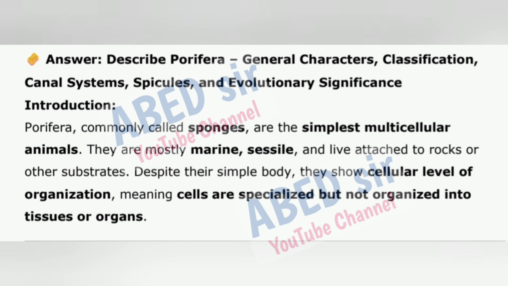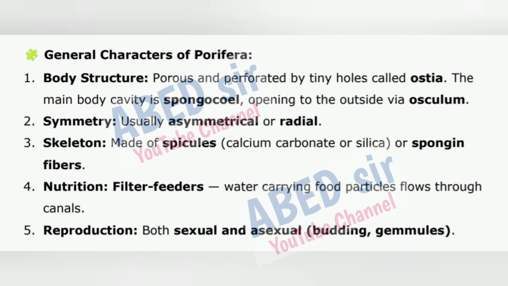Answer. Introduction. Porifera, commonly called sponges, are the simplest multicellular animals. They are mostly marine, sessile, and live attached to rocks or other substrates. Despite their simple body, they show cellular level of organization, meaning cells are specialized but not organized into tissues or organs. General characters of porifera.